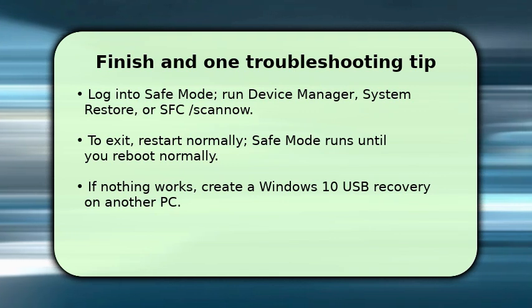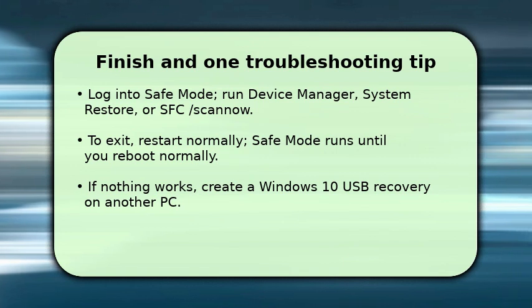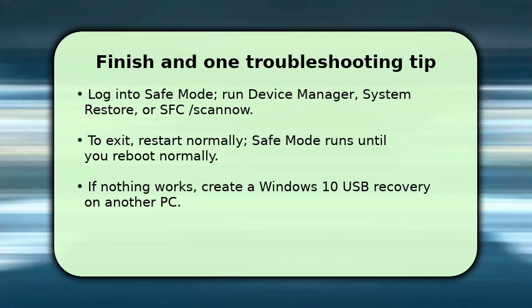If safe mode fails to appear or the screen remains black, use one key troubleshooting tip. Create a Windows 10 recovery USB on another computer, boot from it, and run startup repair or reinstall while preserving files.